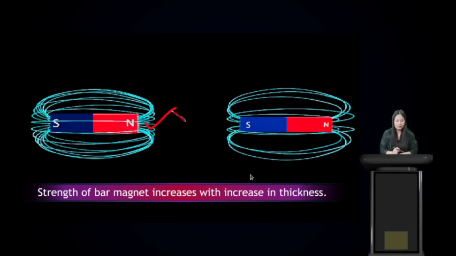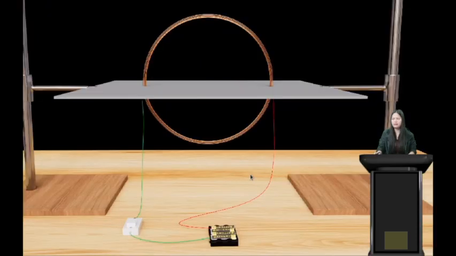So here this magnet is bigger, so it has more strength, so it has more magnetic field lines. This magnet is smaller, it has less strength, so it will have fewer magnetic field lines. So this is in the case of a bar magnet. Now we have discussed circular loops. Yes, we have discussed magnetic field lines in a circular loop.